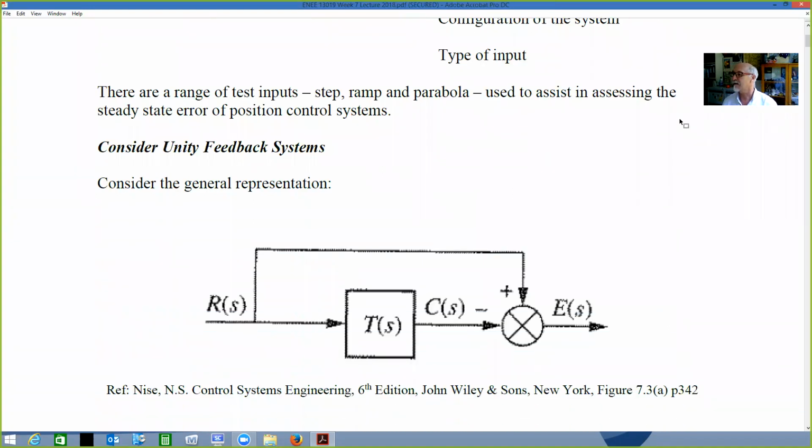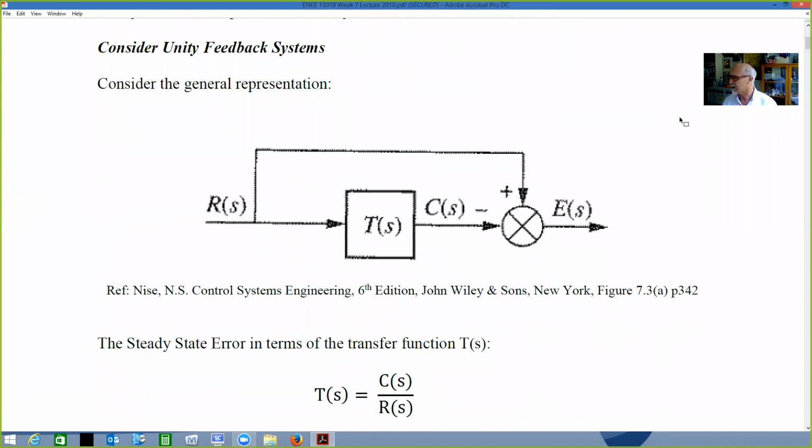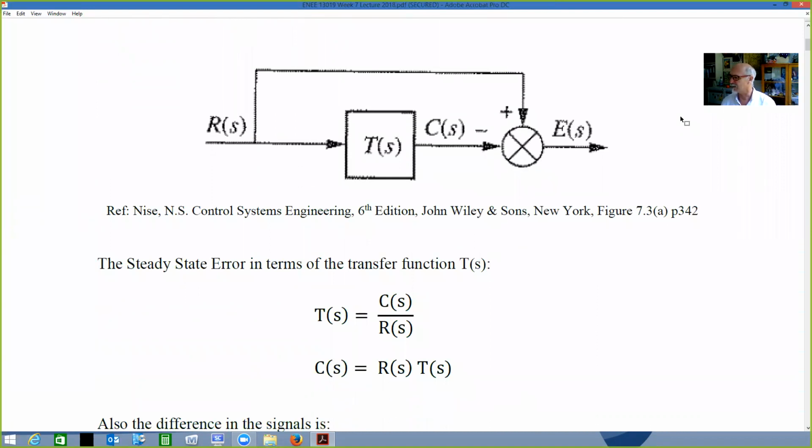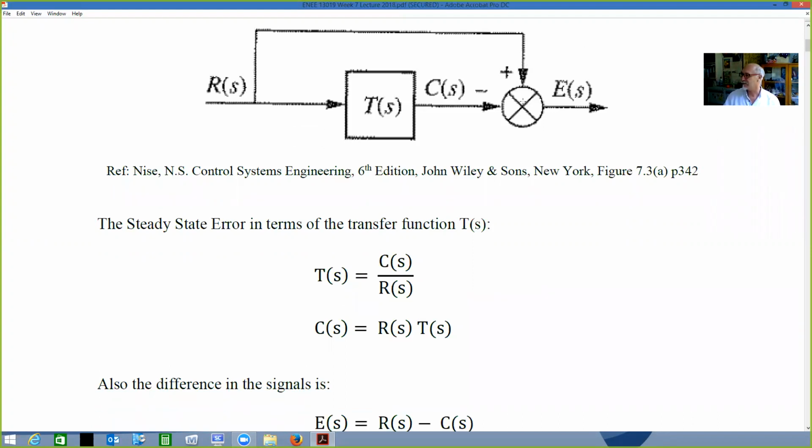All right, let's consider a unity feedback system. As you can see there, we've got an input of R of S, an output C of S, and therefore our transfer function T of S will equal the output over the input, C of S over R of S. So we can rearrange that to find an expression for the output, C of S, which equals R of S times T of S.